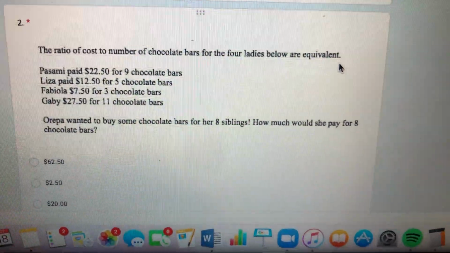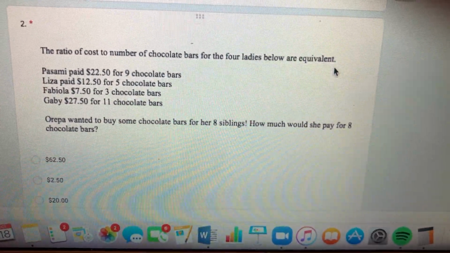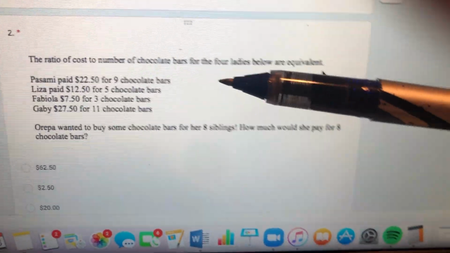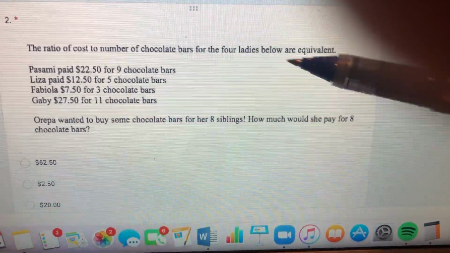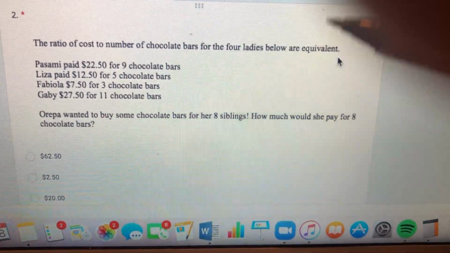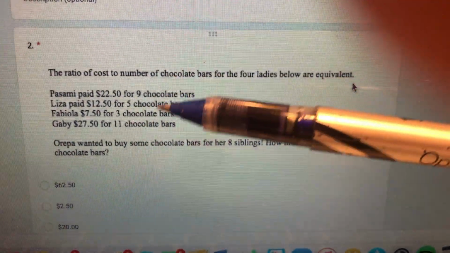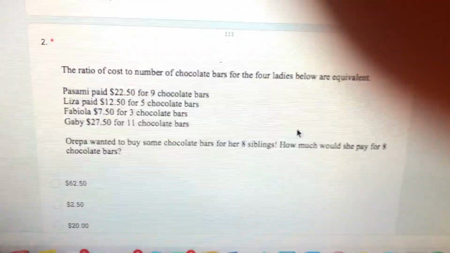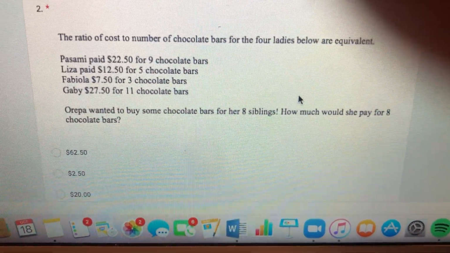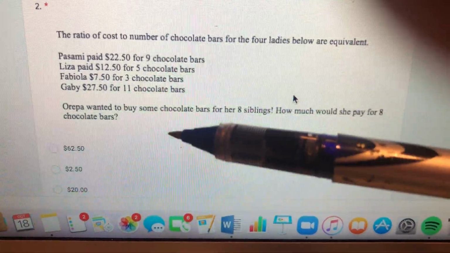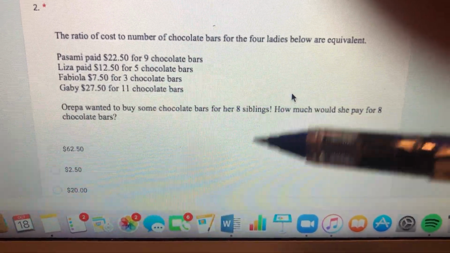Alright, here we go. Example 2. So the ratio of the cost to number of chocolate bars for the 4 ladies below are equivalent. Most important thing: that means that every single one of these ratios, if you simplified them, would equal the same thing. So, Arepa wanted to buy some chocolate bars for her 8 siblings.